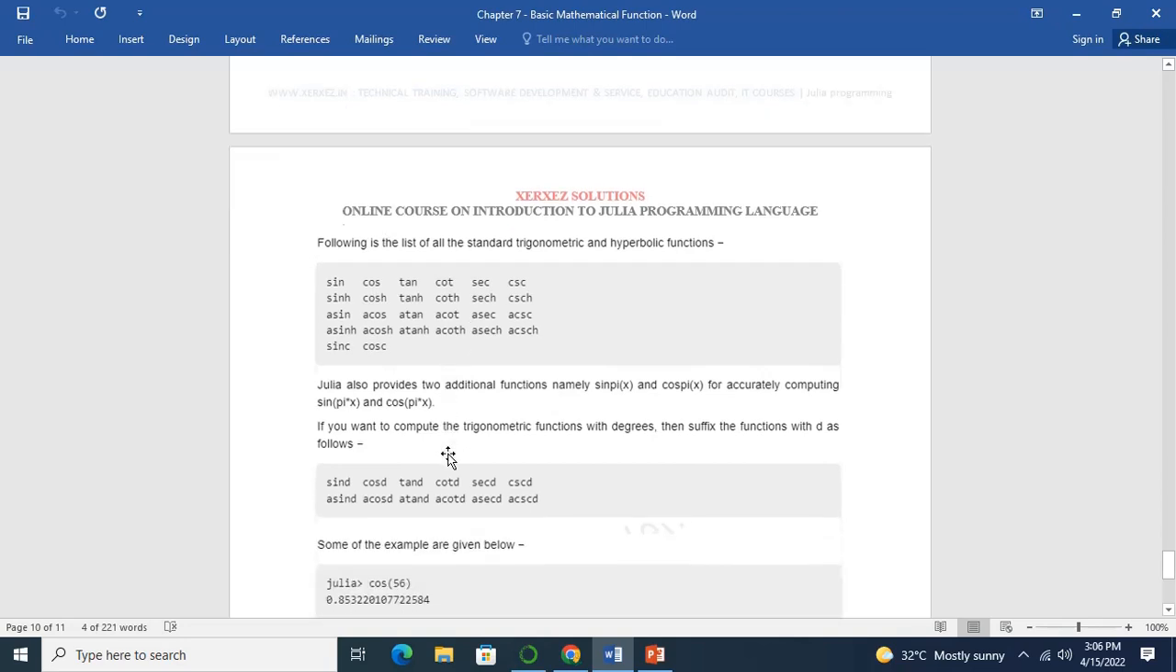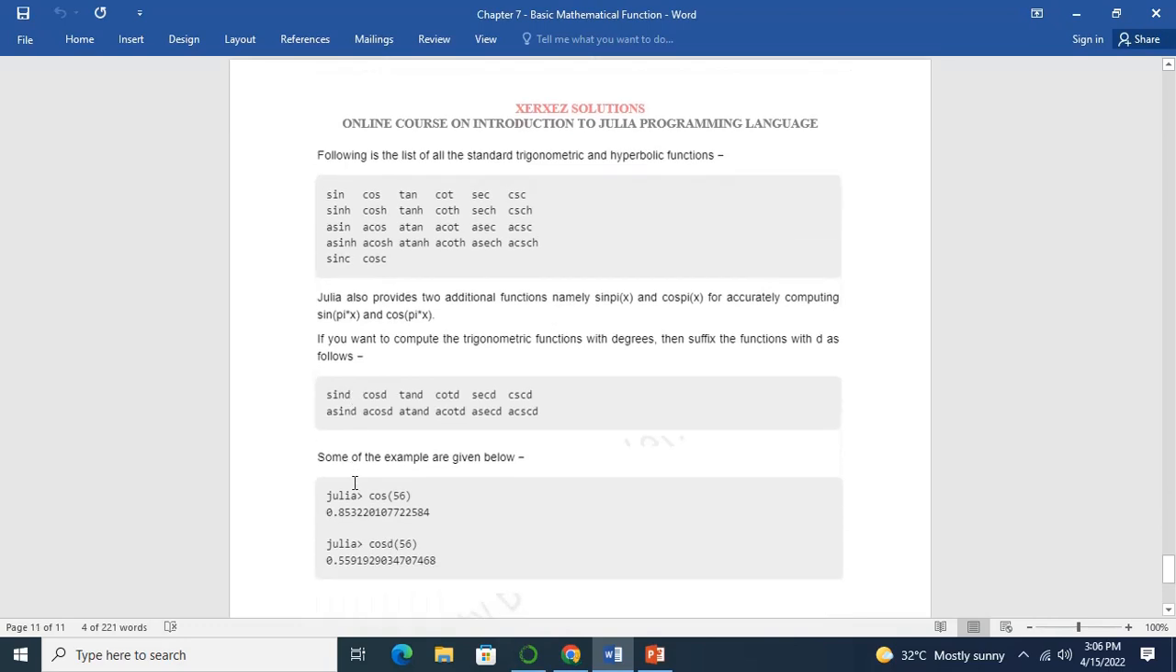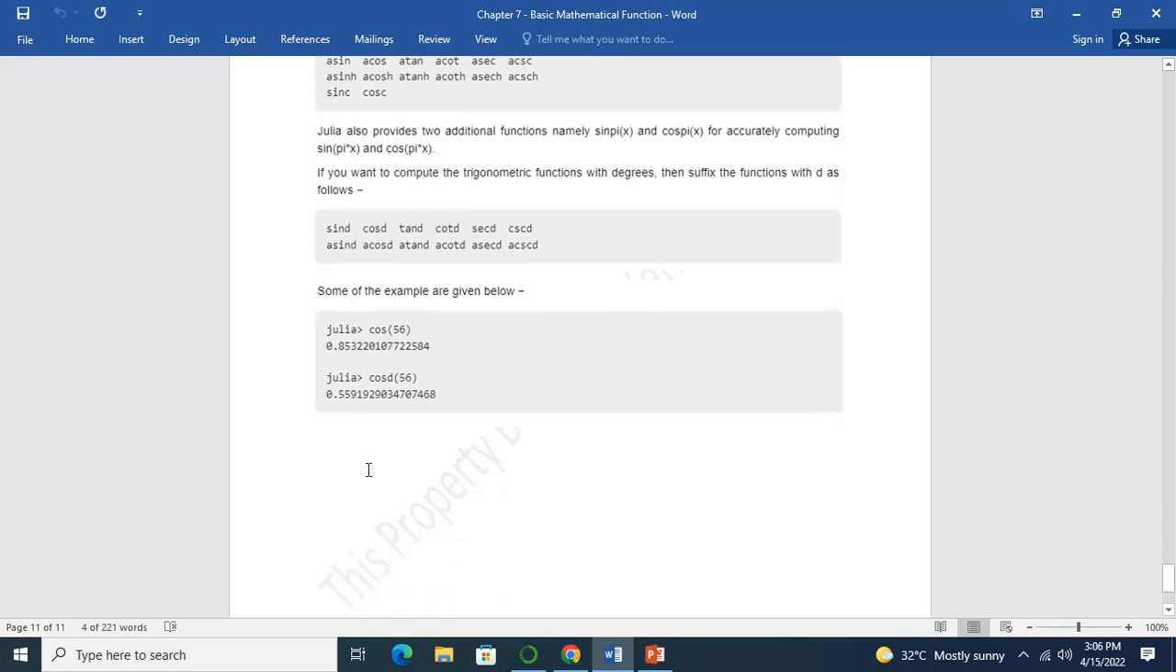In the same way, if you want to compute a trigonometric function with degrees, then suffix the function with d, as follows. Let's say sin 45, I can represent as sind 45. So d represents degrees here. You can explore all of this.